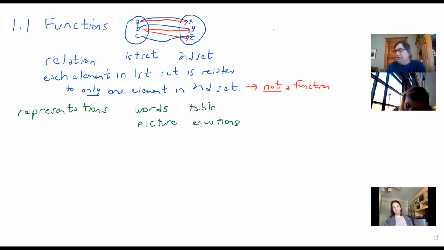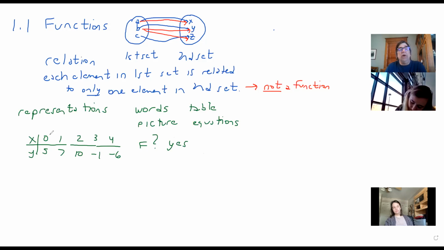So here are some functions in each of the different representations. Here's a table. I give you the first set, usually called X, and the second set, called Y. If I identify the elements in the first set and the elements in the second set, and I ask you if this is a function or not, you would hopefully say yes.